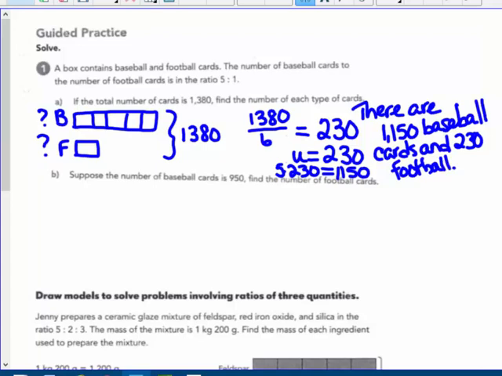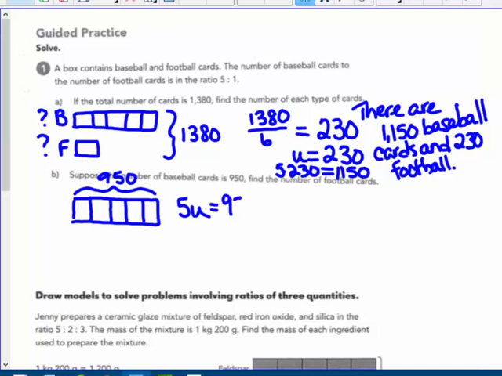Suppose the number of baseball cards is 950. So I only have baseball cards, and yes, there are 5 of them. So 5 units is now 950. So one of those would be 950 divided by 5, and we'd get that a unit is 190.